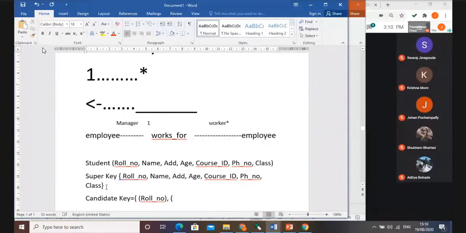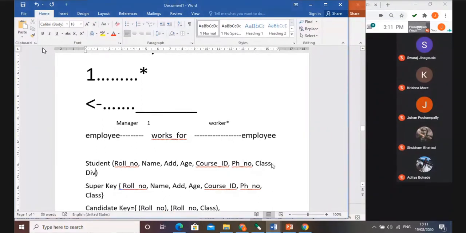Second thing, instead of only roll number, because many classes will have the same roll numbers, suppose 1 to 60, in order 1, 2, 3, 4. So every class will have 1, 2, 3, 4. So I think I require roll number with class as a primary key or as a candidate key. Later on, suppose I have division also. Suppose here we add division also as one of the attributes.